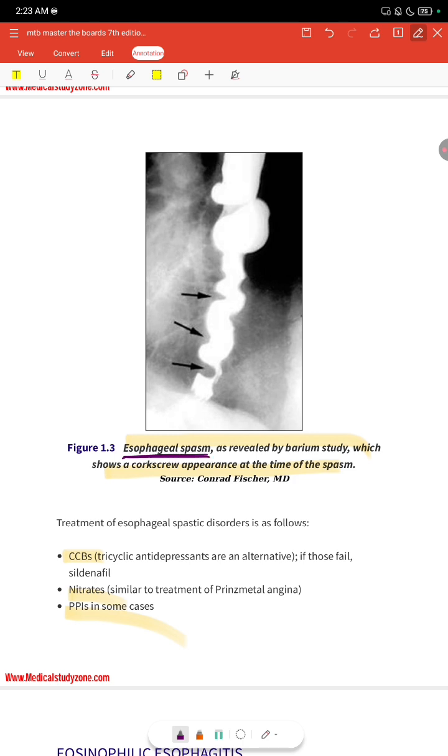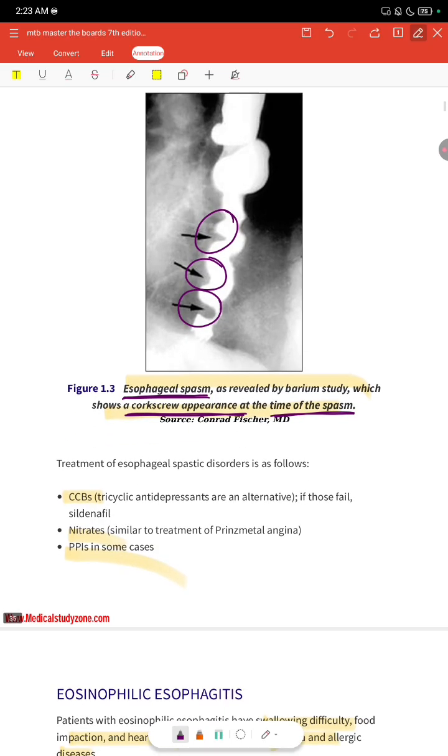Here is the pictorial presentation of esophageal spasm as revealed by barium study, which shows a corkscrew appearance at the time of the spasm. So here you can see the corkscrew appearance which appears at the time of the spasm. So this is the pictorial presentation of what? Esophageal spasm.